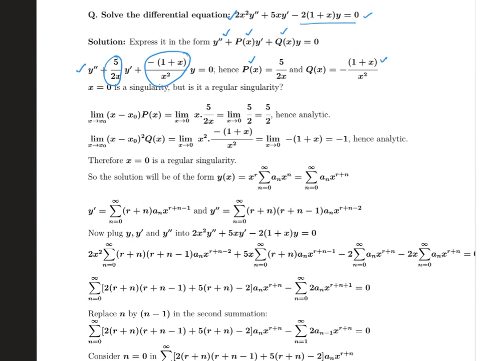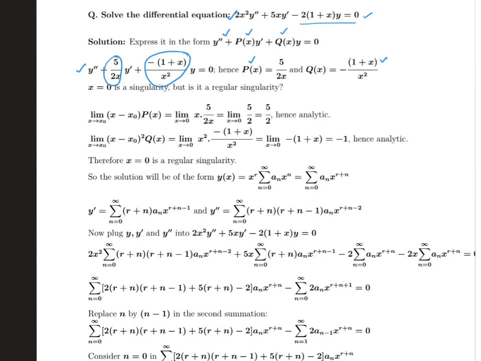Now, before we can solve this differential equation, we need to ensure one thing. We need to figure out whether the singularity that we are dealing with is a regular singularity or an irregular singularity. If it is a regular singularity, then we can go ahead and find a series solution. If it is an irregular singularity, then we can't. So how do we figure out whether a singular point is a regular singular point or not?